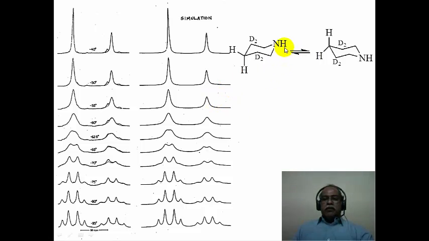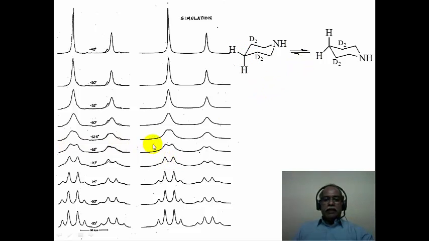Now let us take the example of piperidine as a molecule. In the case of piperidine, the 3 position and the 5 position are deuterated, in other words substituted by deuterium, so that one can avoid the complication of coupling between this hydrogen and this hydrogen in the NMR spectrum. So what is present here is a methylene group in the 2,6 positions and another methylene group in the 4 position that is present in the molecule.